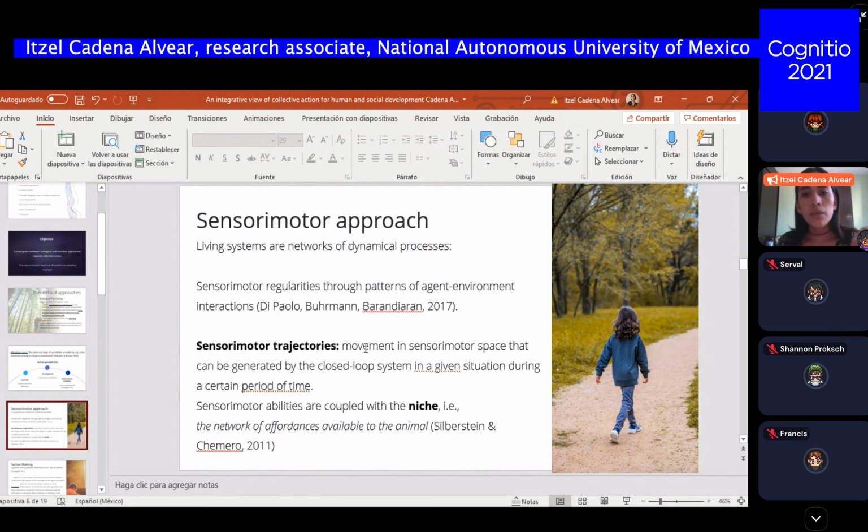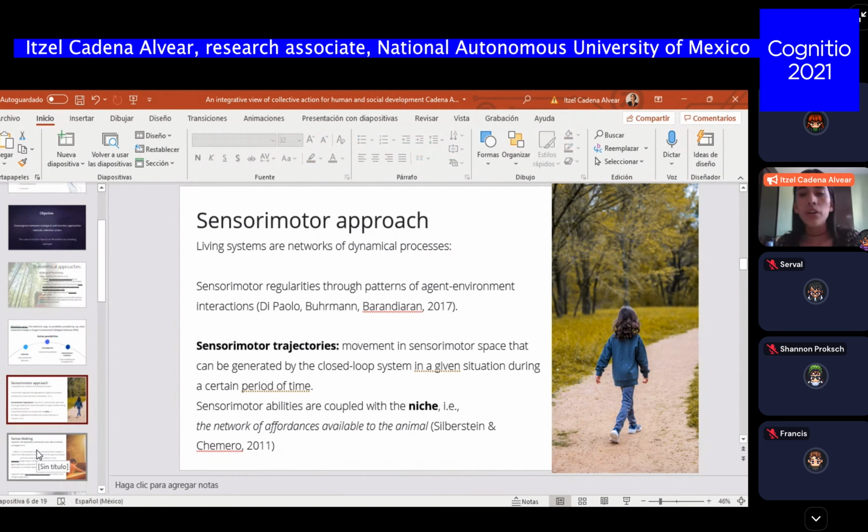And as we said before, the sensorimotor regularities are contextualized in certain time and they are historized. So the movement in the sensorimotor space can be generated by the closed loop system in a given situation during a certain period of time. So the sensorimotor abilities are coupled with the niche also. The niche is defined as the network of affordances available to the animal. So the sensorimotor trajectories are, for example, when we walk in our daily life, how we grasp, how we explore the world, and how we coordinate with other agents and the environment and with our own bodily interactions.